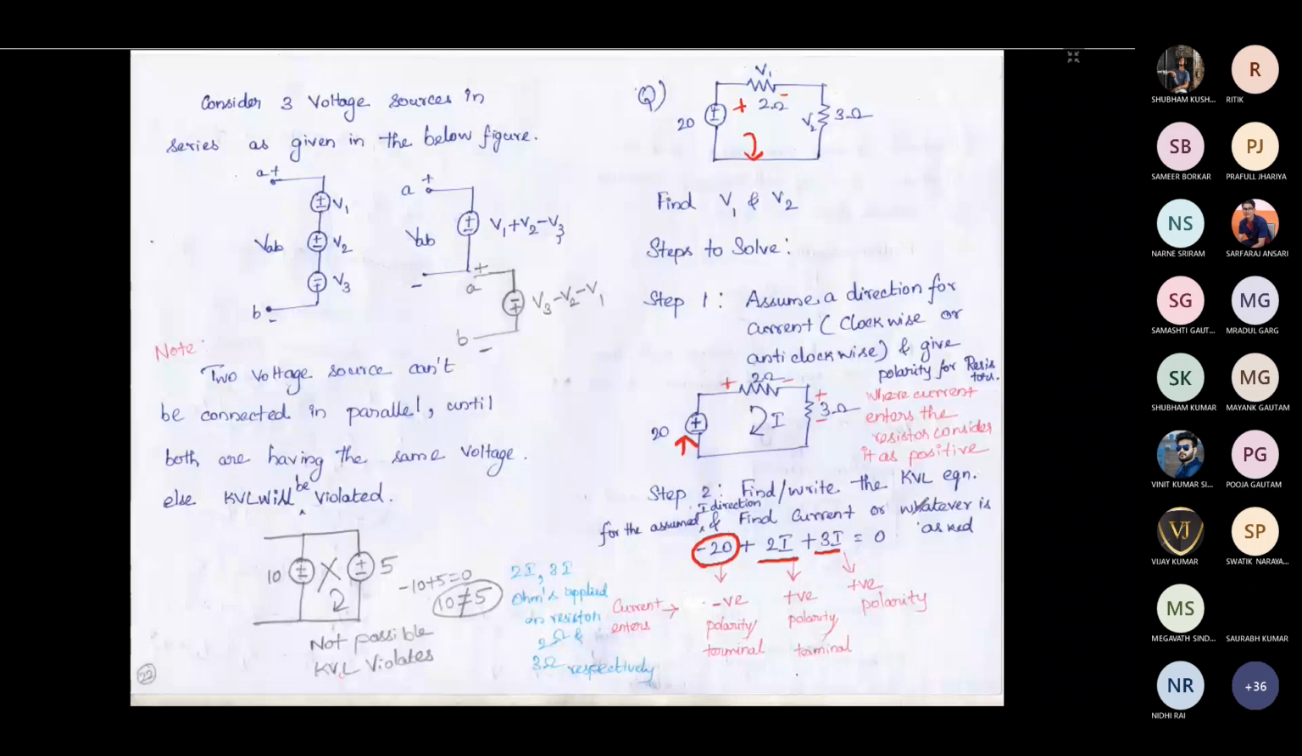From this, you can find I. Why have I written 2i? You know that the voltage across this 2 ohm resistor is nothing but the current passing through that resistor into the resistance.